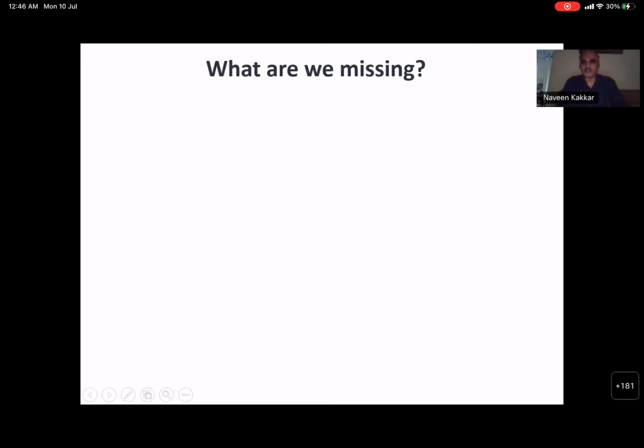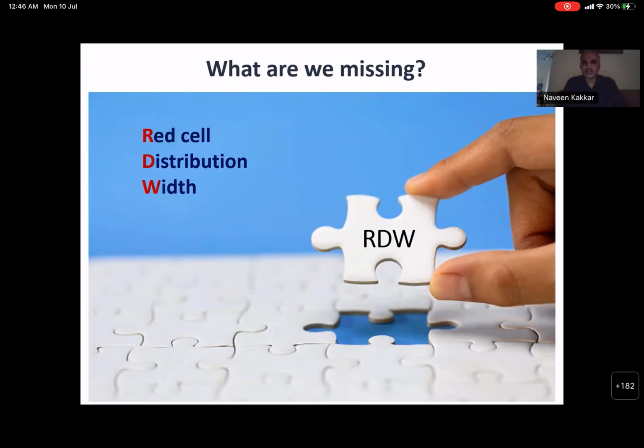So what are we missing when we talked about these indices? Annie, we talked about red cell indices. Are we missing anything? RDW. Very good. So we are looking at a parameter which was added in 1980 to 85, red cell distribution width, a very important parameter to help us decide the type of anemia.